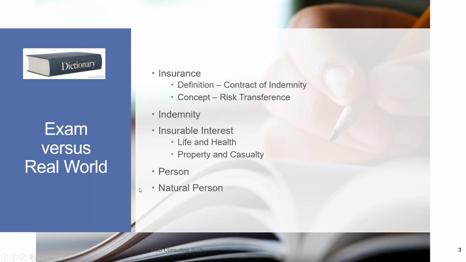A natural person is a person, but a person is not necessarily a natural person. It's like saying poodles are dogs, but not all dogs are poodles, because we have labradoodles and other stuff. So beware of that. Person is the larger category. Natural person is a subcategory of that definition. So make sure you understand the difference.